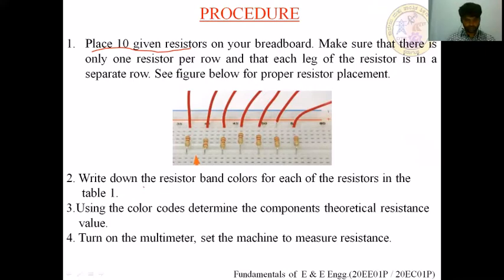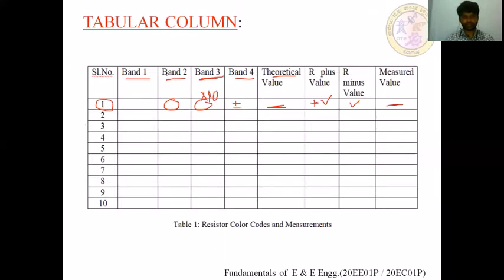Write down the resistor band color for each resistor in table 1. So as we know, this is table 1. First we have to write the band 1 color with the corresponding value. Next, the band 2 color with the corresponding value. Band 3 is nothing but a multiplier, so the value of band 3 we always write in terms of powers of 10.